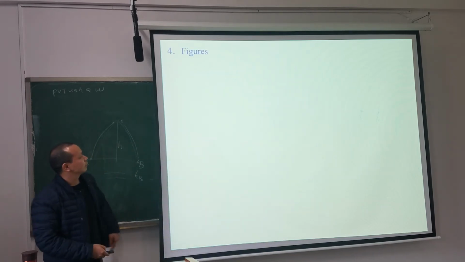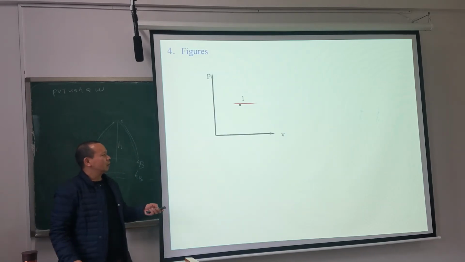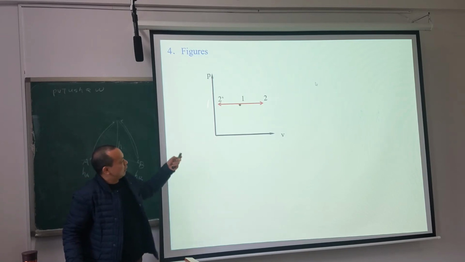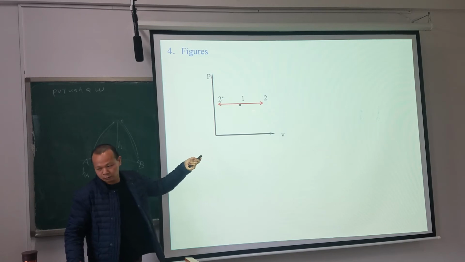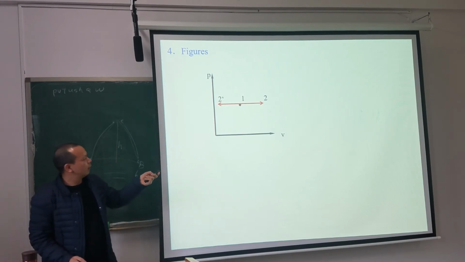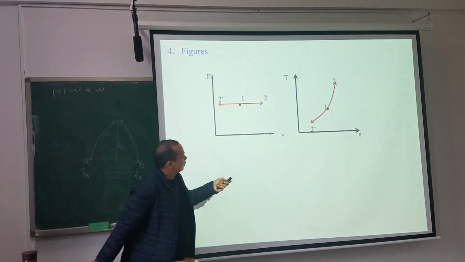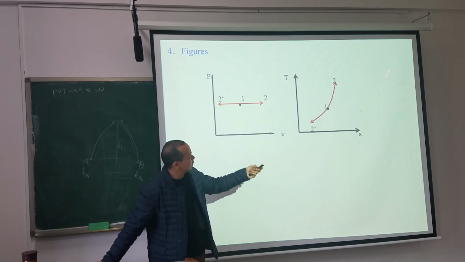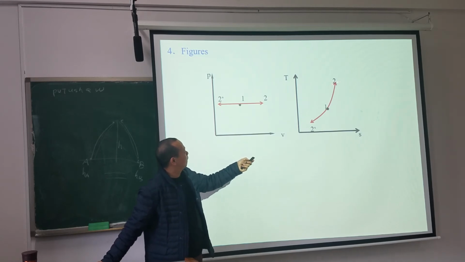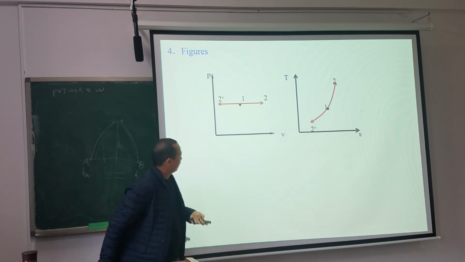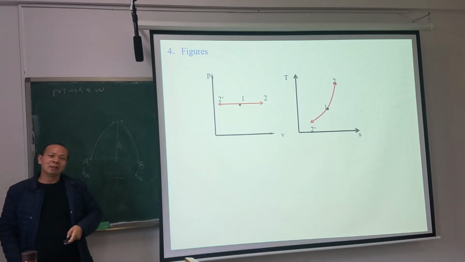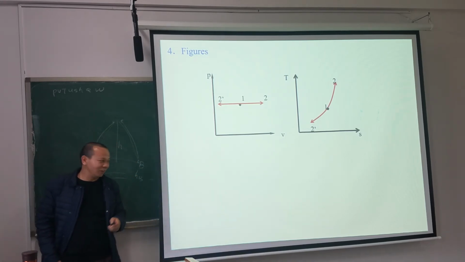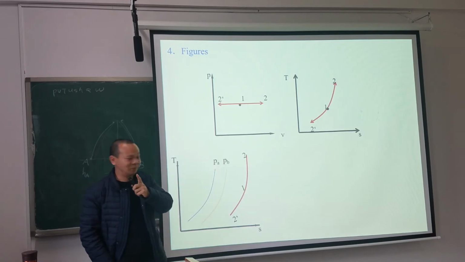Now, here is a TV figure. This is the cost of operation, and this is for the TS, a constant pressure process also. This is kind of simple. Okay. Last question.